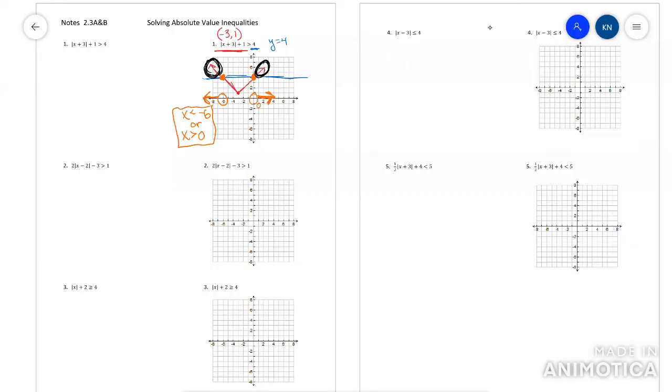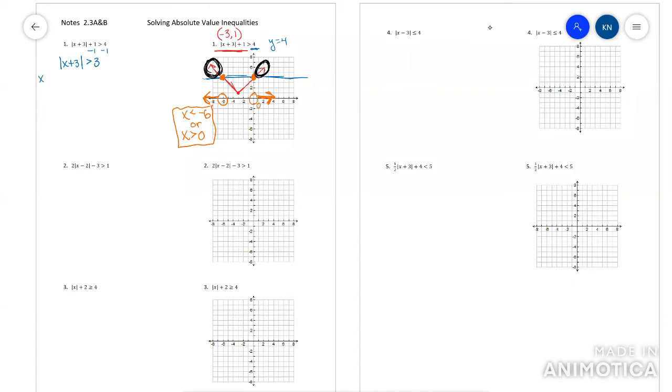All right, let's go ahead and look at it algebraically. First of all, you gotta get the bars by themselves. So go ahead and subtract 1. So now you're at the absolute value of x plus 3 is greater than 3. Okay, if it said equals here instead of this greater than, you would write it twice, right? Once as normal, once times -1. Well, you're still going to do that. So go ahead and start writing it twice.